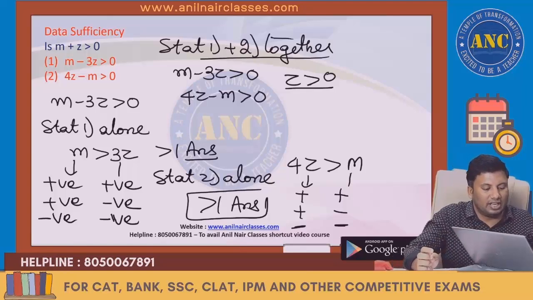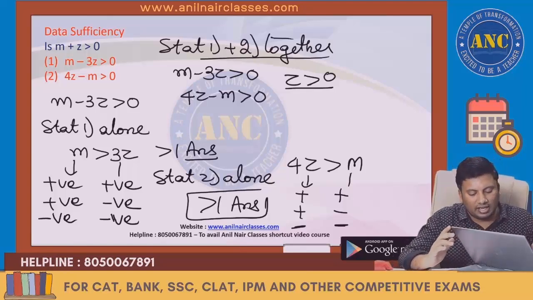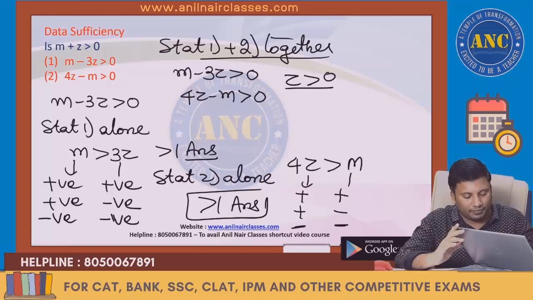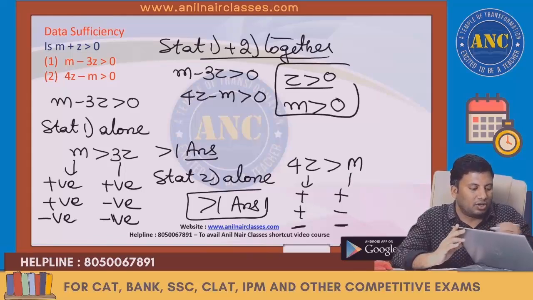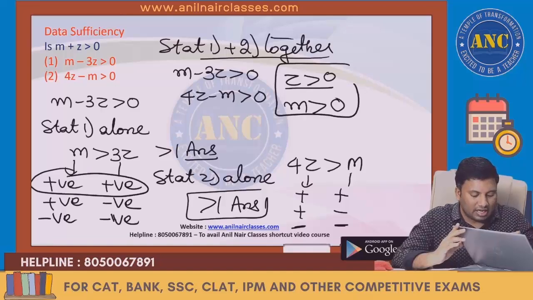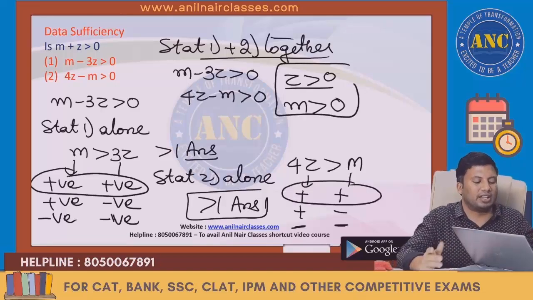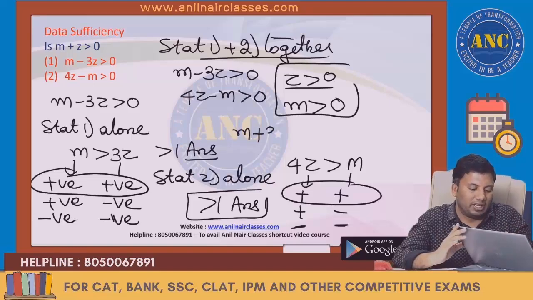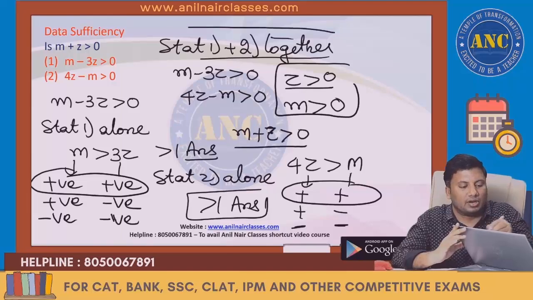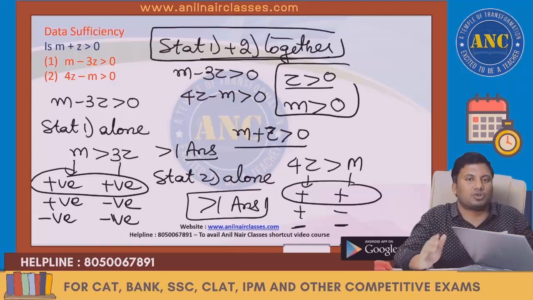If z is greater than 0 and m is greater than 0, substitute in the equation: m plus z will be greater than 0. I hope it is clear. M plus z is greater than 0. So what is the answer for this question?